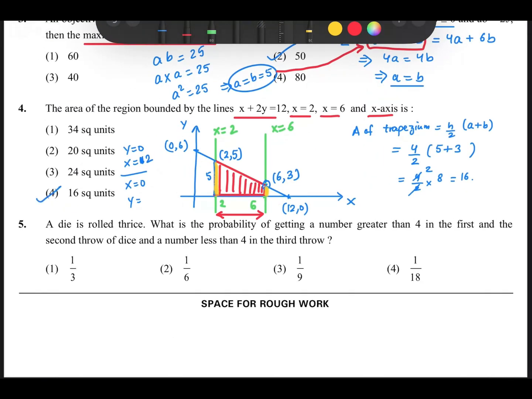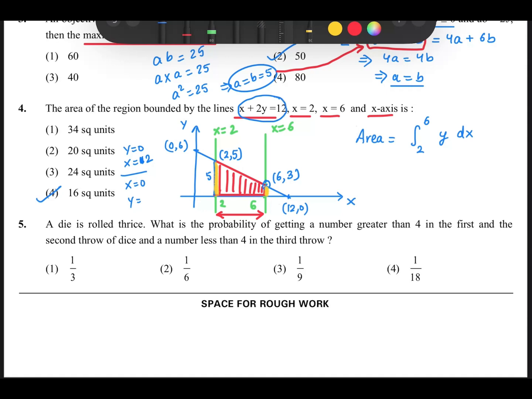Although, instead of using geometry, what you can do is use the integral as you are doing in your class 12. So in that way, we'll have the area as the integral from 2 to 6 of y dx, and then you plug in the value of y from here. x plus 2y equals 12. So 2y equals 12 minus x, right? And then y will be 12 minus x divided by 2.